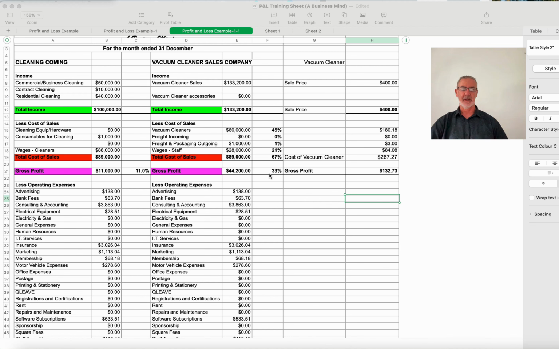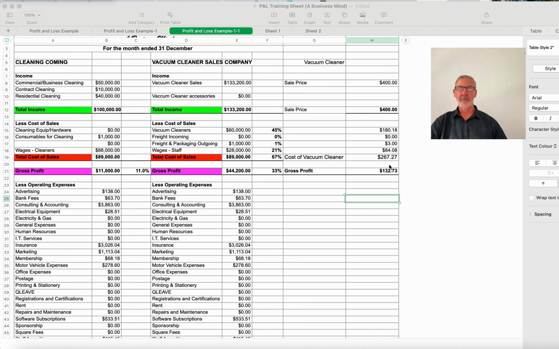Obviously, you've got to sell a certain amount of vacuum cleaners to cover all your costs, because if you sell one vacuum cleaner in a week and you have staff wages of $1,000 a week that you're paying them, and the vacuum cleaner sale is $400 less the costs, you'd only make $132, where your wages for that person to be on site all the time might be $1,000. So obviously you're not going to make money that way.